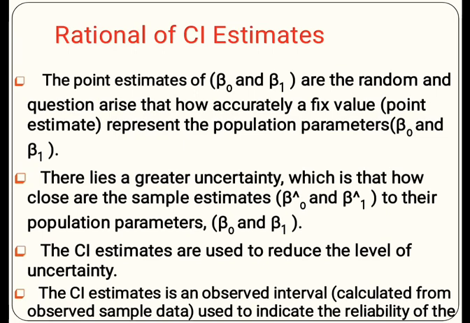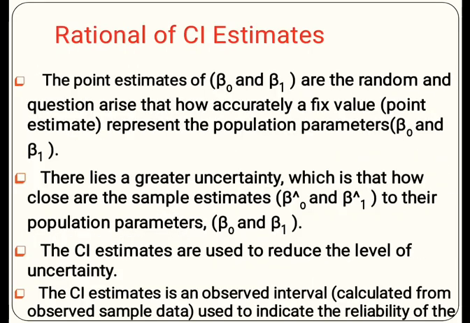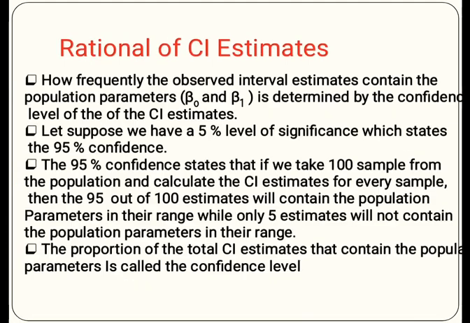The confidence interval estimate is an observed interval calculated from the observed sample data, used to indicate the reliability of the point estimates. Yes, it increases the reliability. How frequently the observed interval estimates contain the population parameters beta naught and beta 1 is determined by the confidence level of the confidence interval estimate.